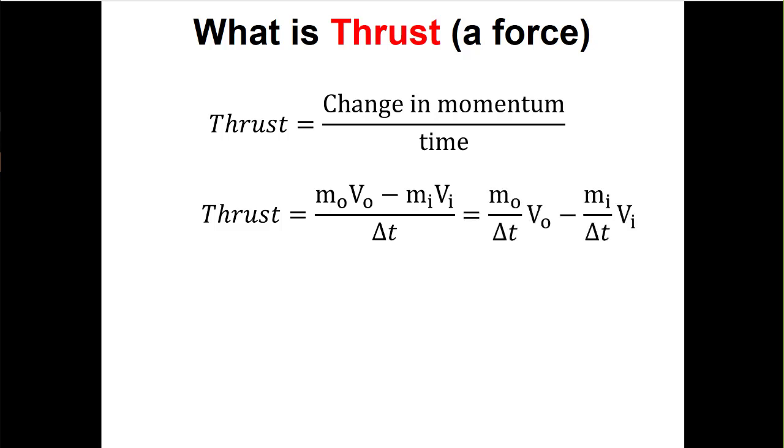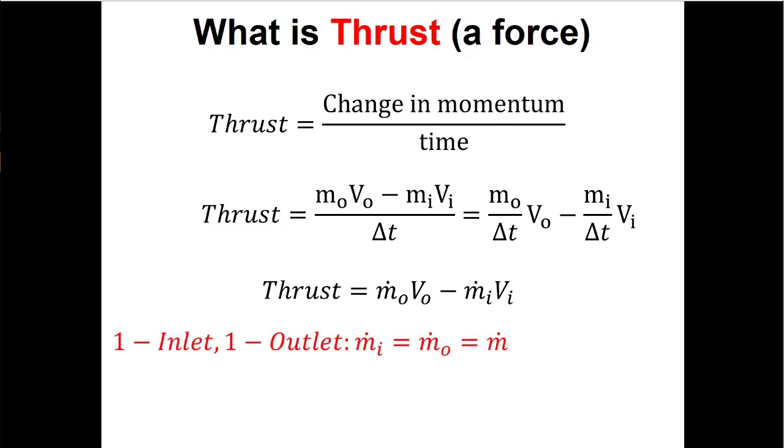So we could write this as the mass divided by delta T times the velocity, for both of these terms. And if we took the limit as delta T went to 0, this would be the mass flow rate at the outlet times the velocity at the outlet minus the mass flow rate at the inlet times the velocity at the inlet. So this is good, but this is a force. This is thrust. This is how much thrust is developed by the engine.